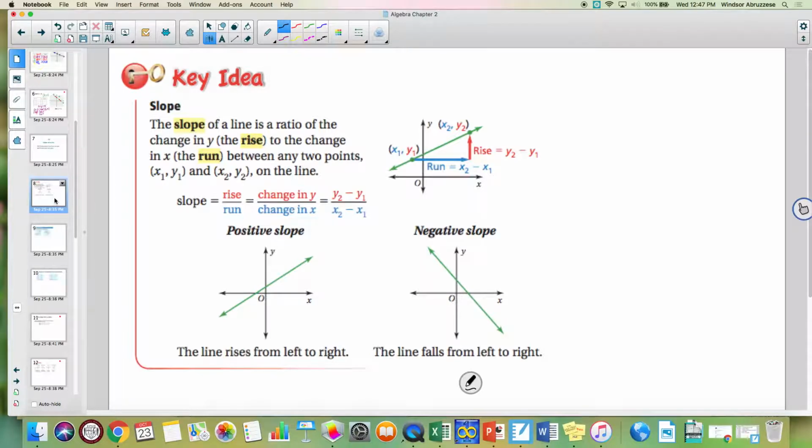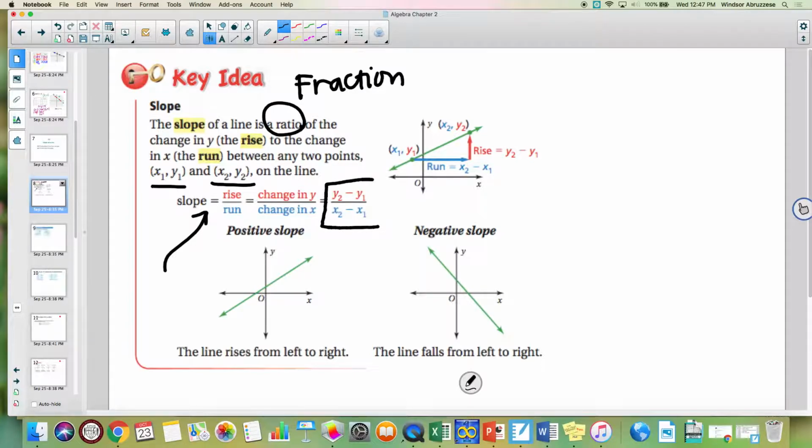The slope of a line is a ratio, right? Remember, we always want slope to be a fraction. So it's the ratio of the change in y, the rise, to the change in x, the run, between any 2 points. So we use x1, y1, x2, y2 to show those 2 coordinates. So you've learned the slope is the rise over the run, and here is the slope formula on how to find it algebraically with 2 coordinates.